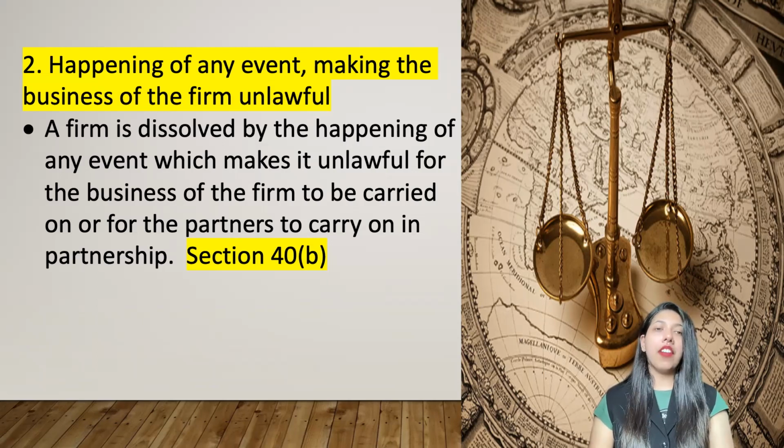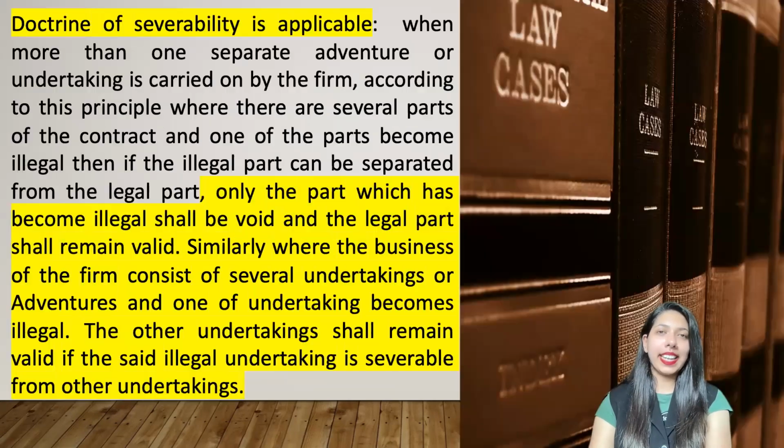So it means a firm is dissolved by the happening of any event which makes it unlawful for the business of the firm to be carried on, or for the partners to carry it on, which is mentioned under section 41 subclause B. So if the business is going to turn into an illegal business or has an unlawful element in it, we have to go for a compulsory dissolution.